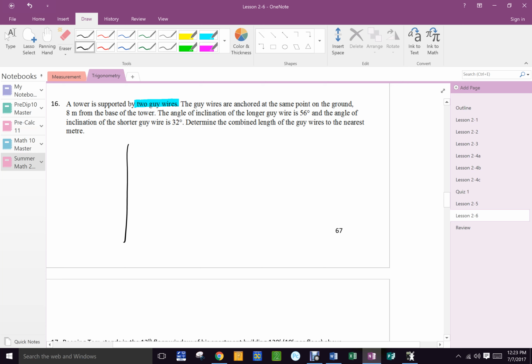It's supported by 2 guy wires. Where do you put a support? On the sides. They're anchored to the same point on the ground. So out here, I got a point on the ground. There's 2 wires. One goes up there. The other goes up there. That's a guy wire. Those wires that are on the side of tall towers. You have seen them.